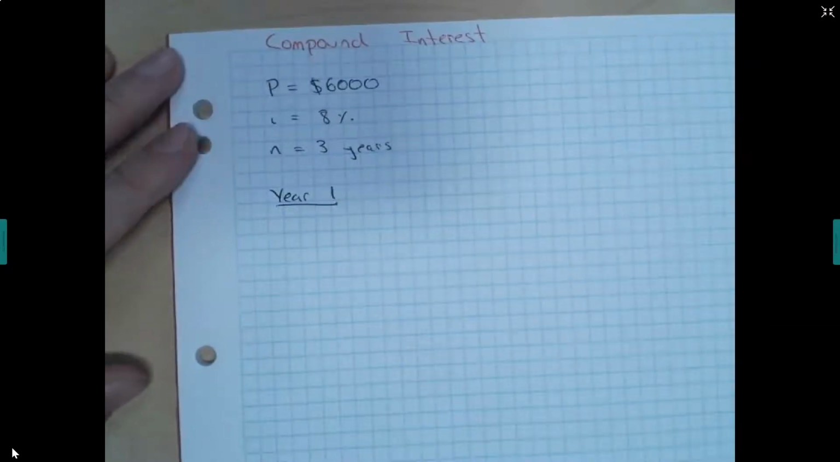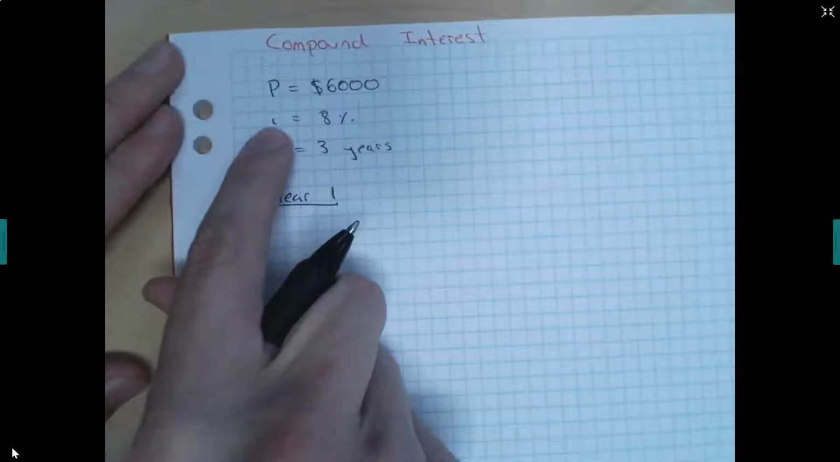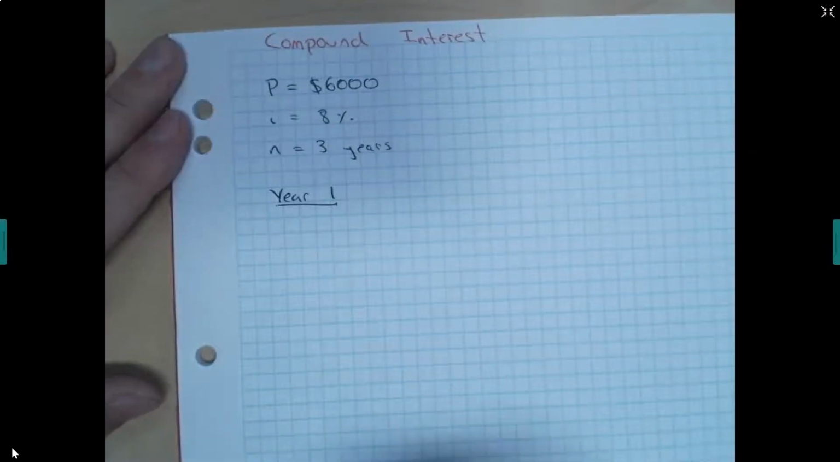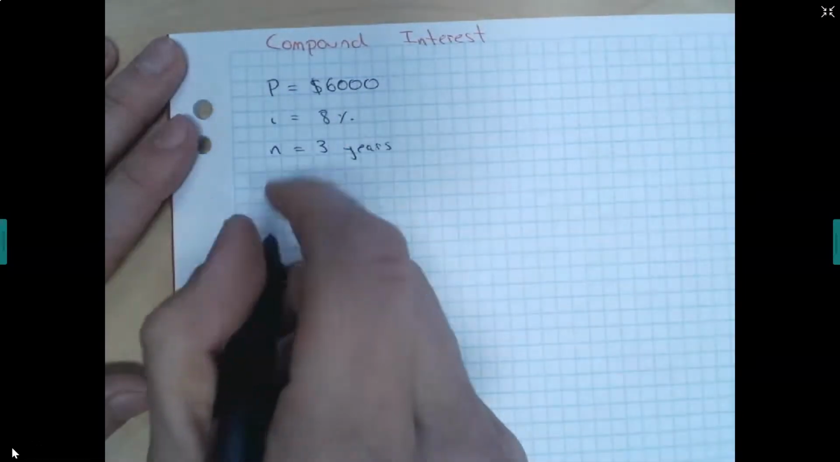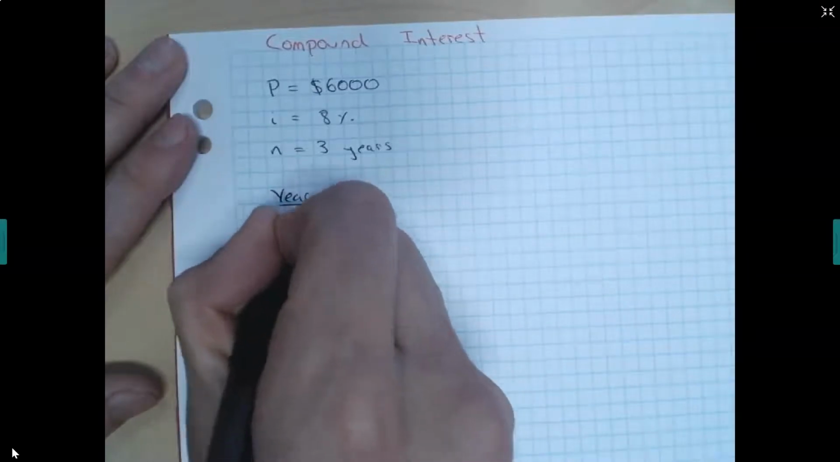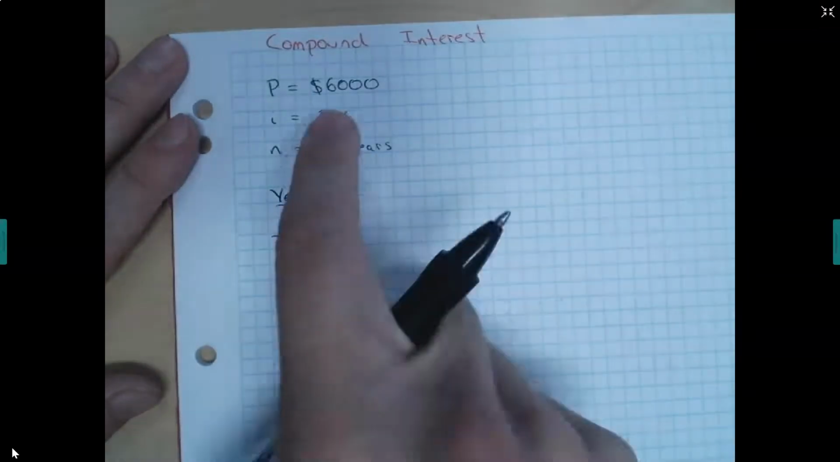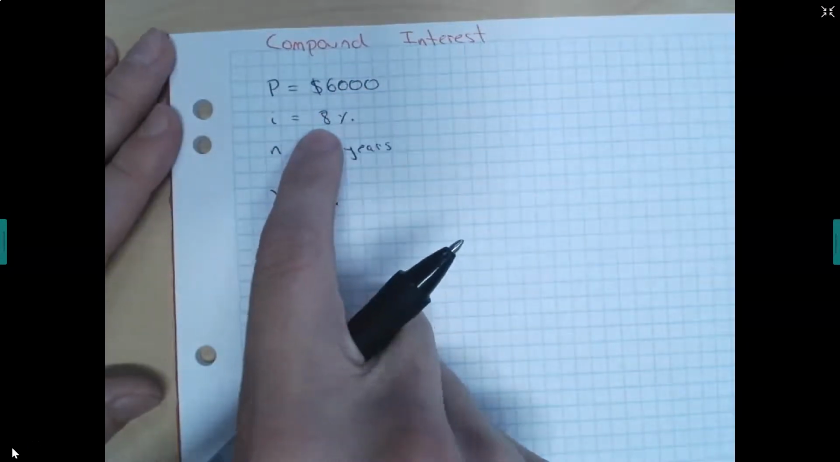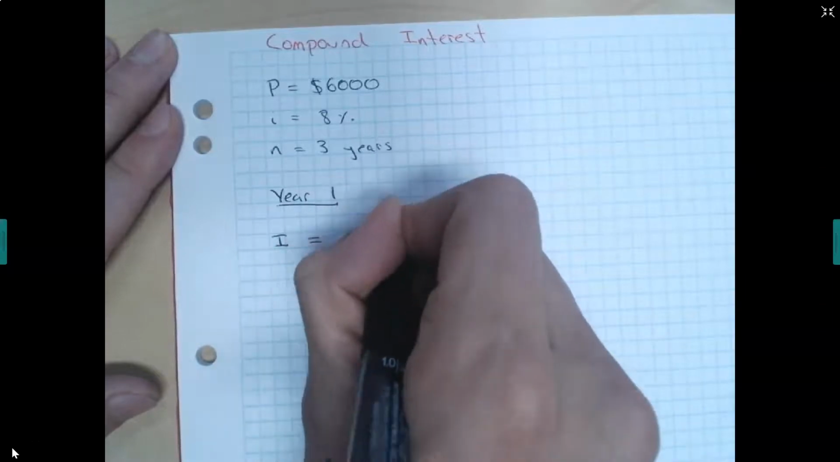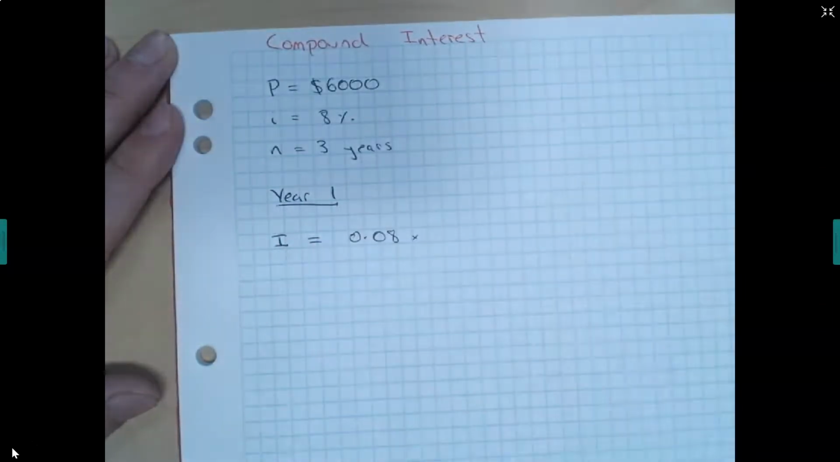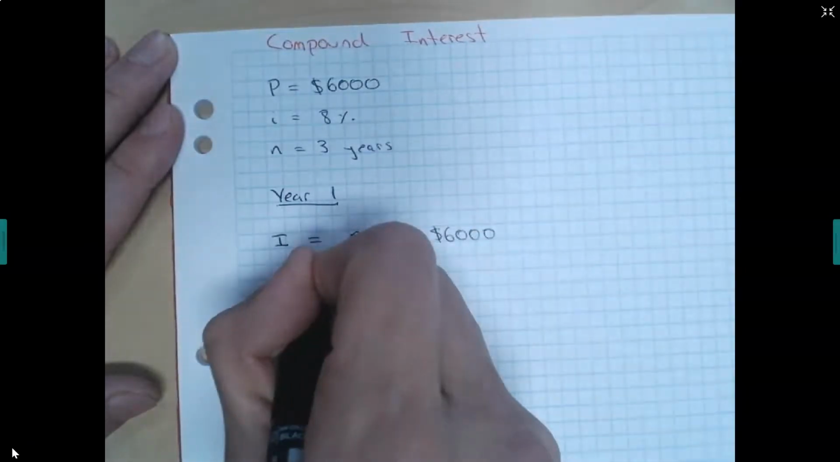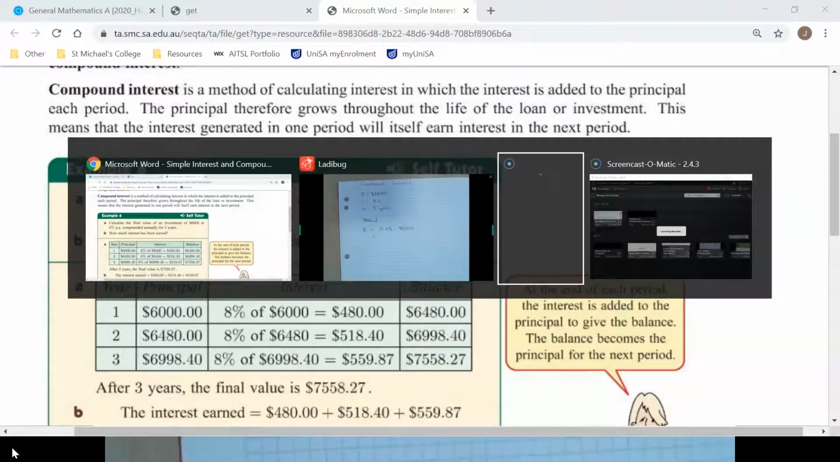Now remember, lowercase i we've been using to represent interest rate. Capital I we've been using to signify the interest earned. So if it's earning 8% interest in the first year, interest is equal to, I just need to find 8% of that 6,000. So remember, 8% as a decimal is 0.08 times 6,000. So that value comes to $480.